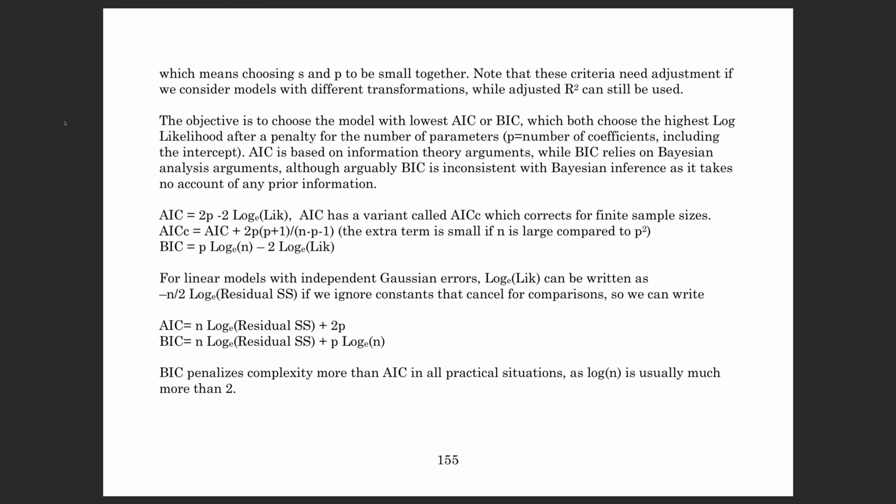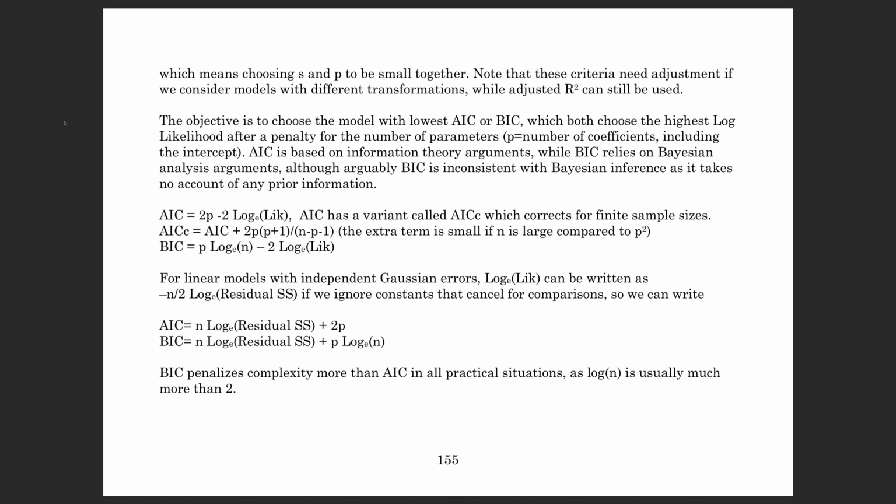So how do these work? AIC says we start out with minus twice the log likelihood, but we penalize it with 2p, meaning we have this penalty of 2p to take into account, so that penalizes models with large numbers of parameters. There's also a variation on AIC called AICC with an extra C. This adds in an extra term of 2p times p plus 1 over n minus p minus 1. Clearly, if n is large compared to p squared, that extra term is small.